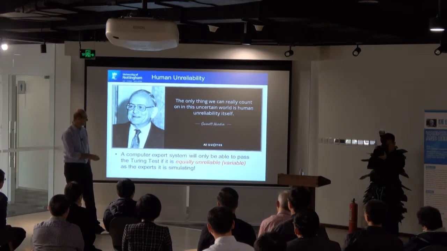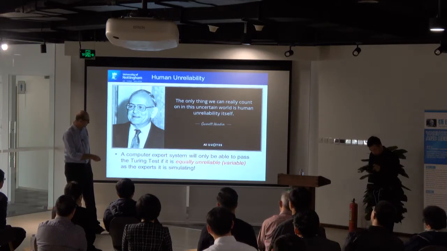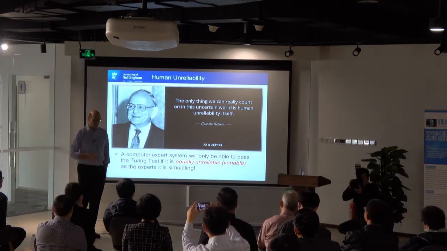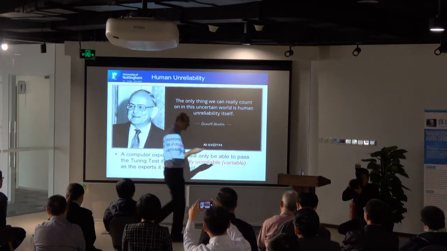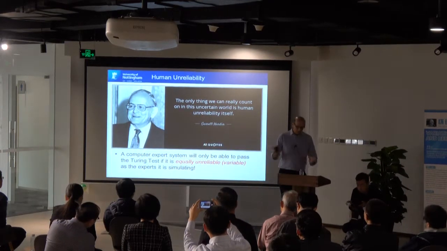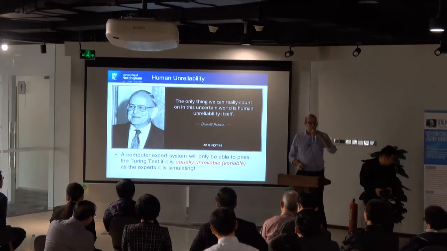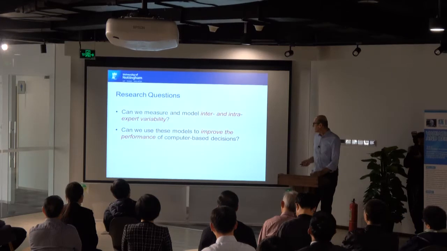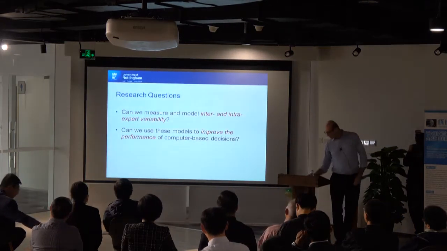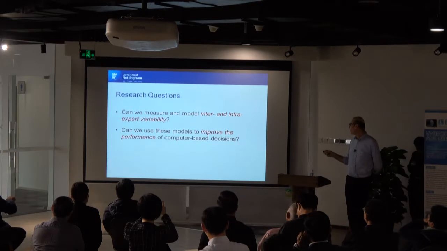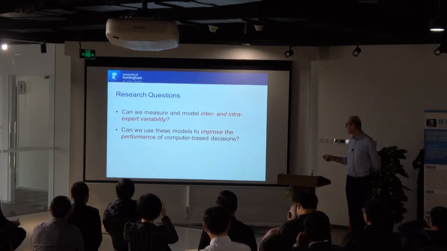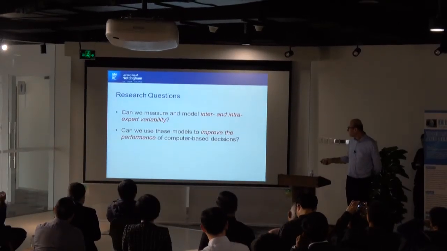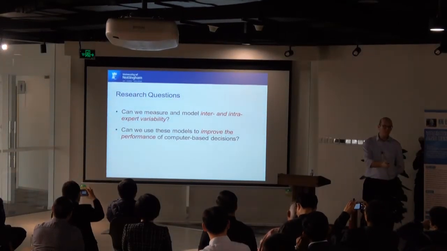Again, we had this discussion earlier. I think it's important to distinguish the word variable from just making random mistakes. We can't accept completely random behaviour, but we can accept some variability. So I got interested in these research questions: could we measure and model this variability, inter- and intra-expert variability? And if we modelled it, could we use that to actually improve decision making?